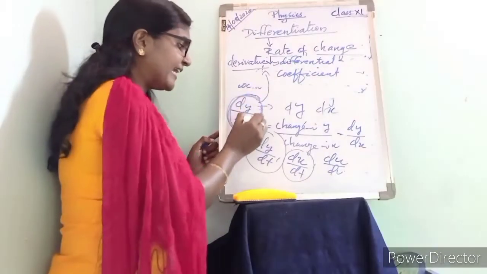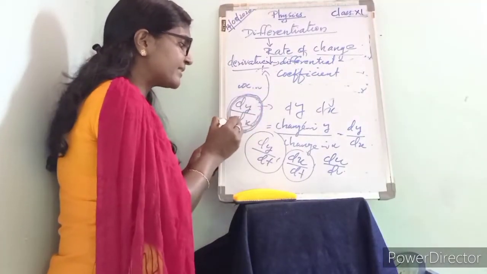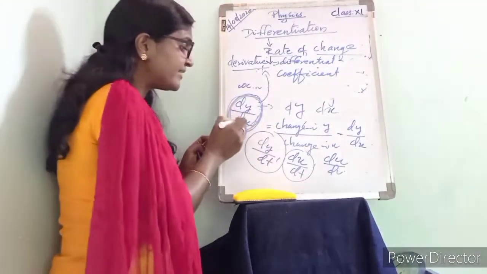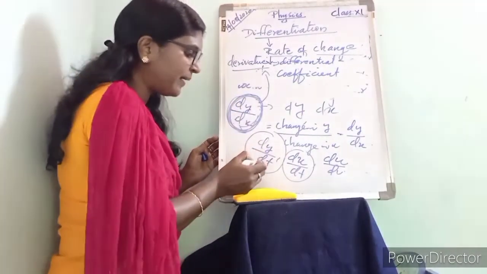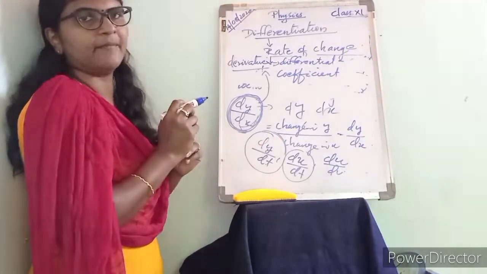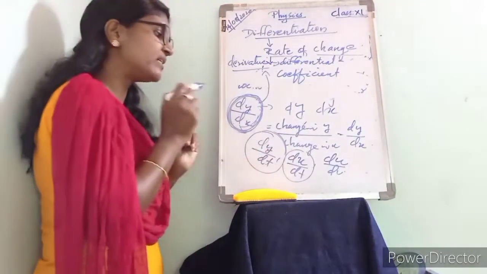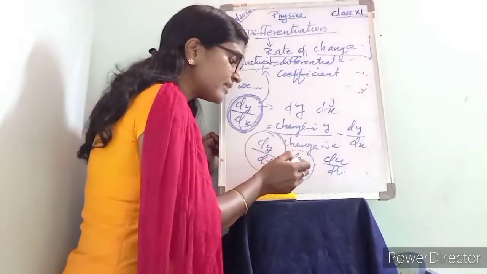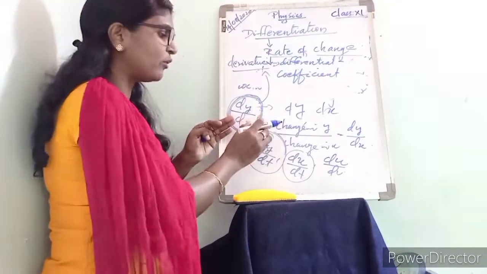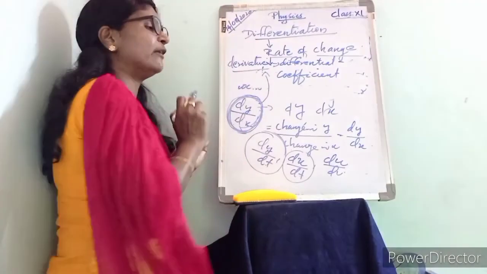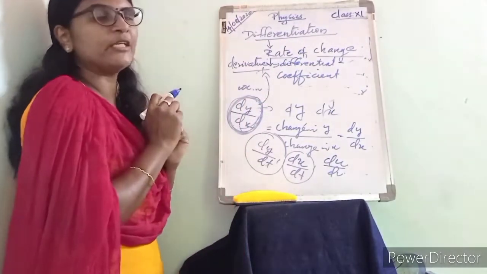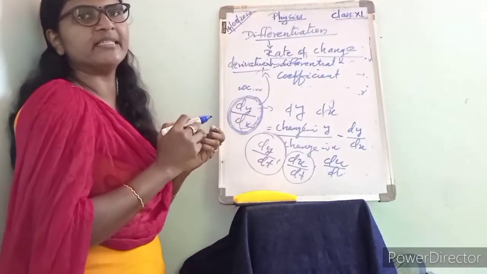Here dy by dx, what does this mean? Dy by dx measures the rate of change of y with respect to the change of x. And here dy by dt measures the rate of change of y with respect to t. And here dx by dt measures the rate of change of x with respect to time t. Okay, and this process of finding this ratio is called differentiation, and the ratio obtained is called the derivative or differential coefficient.